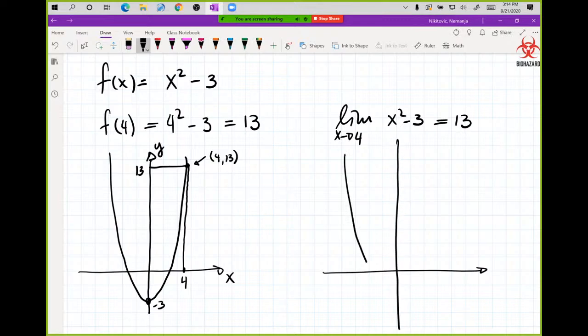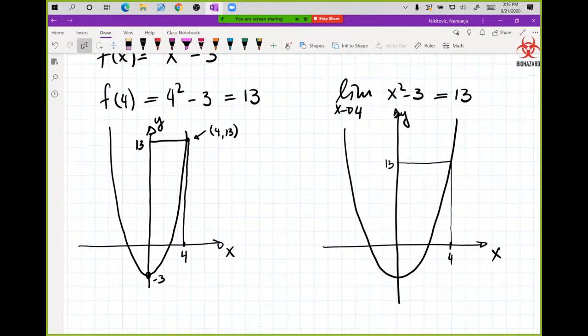So I'm going to draw again. This is my function, this is my y-axis, my x-axis. And I'm going to pick, let's say, 4 to be right here, which gives back this 13. This is the old stuff.